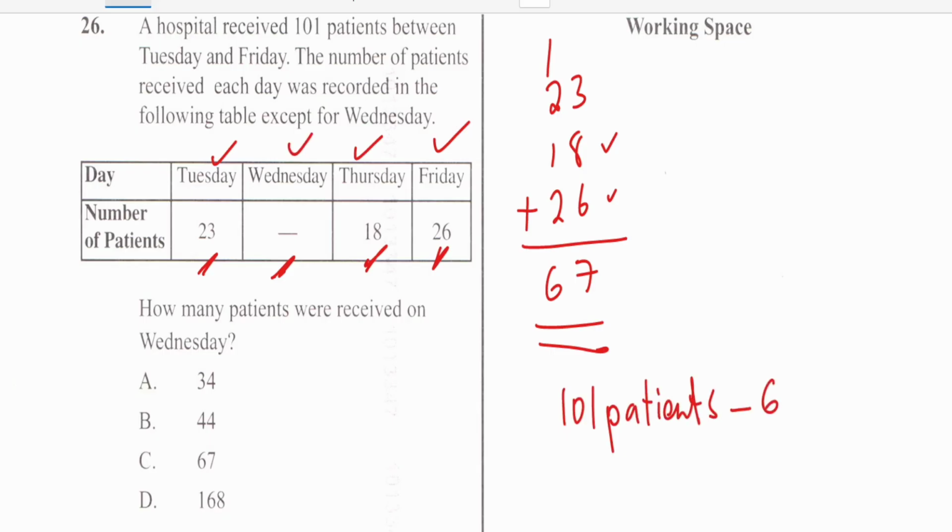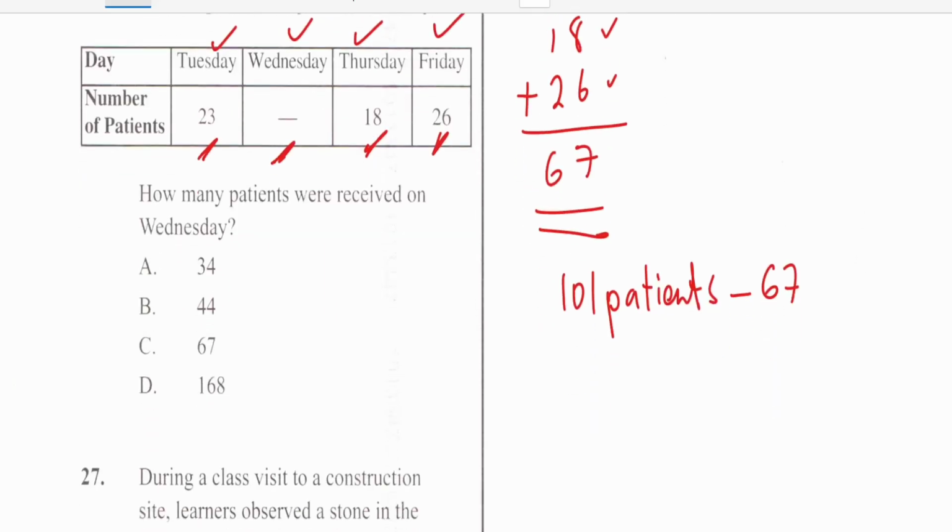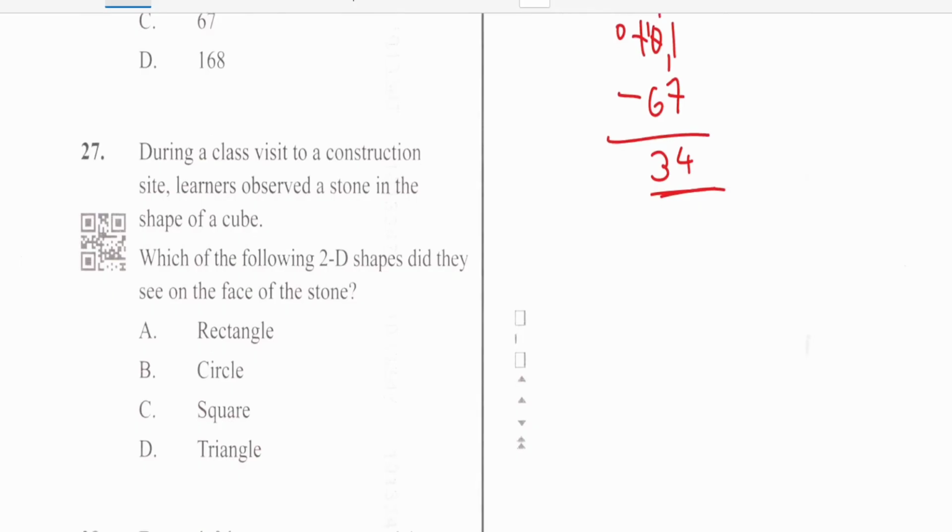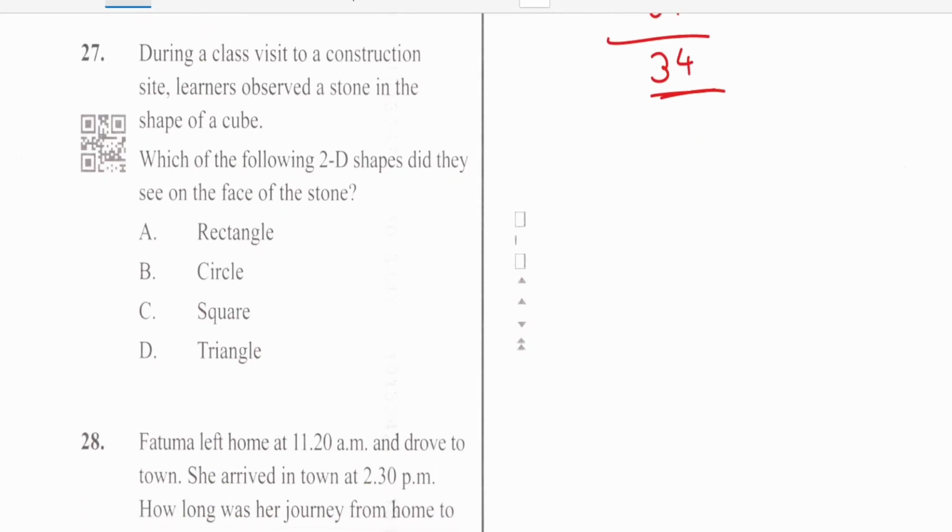So 101 minus 67. So let's calculate 101 minus 67. So 1 cannot subtract with 7. Borrow 1 from this guy, which is here, giving you 9. 11 minus 7 is 4. Then 9 minus 6 gives you 3. So the answer is 34, not 4.